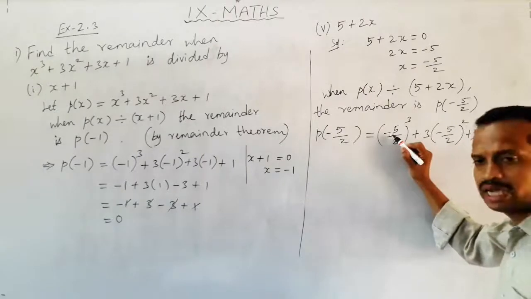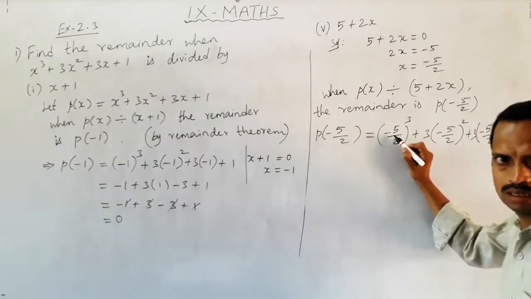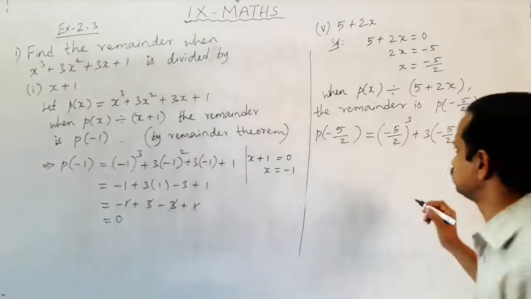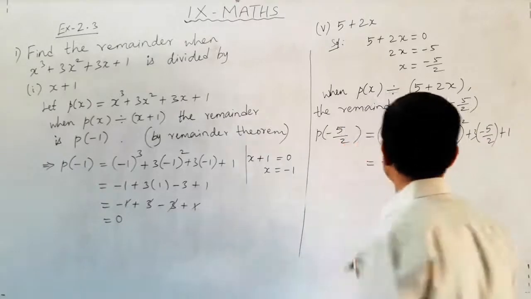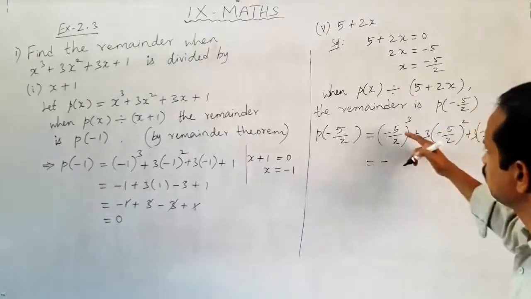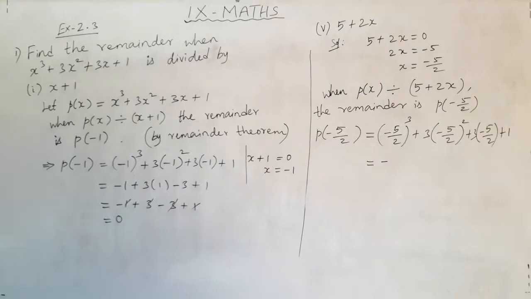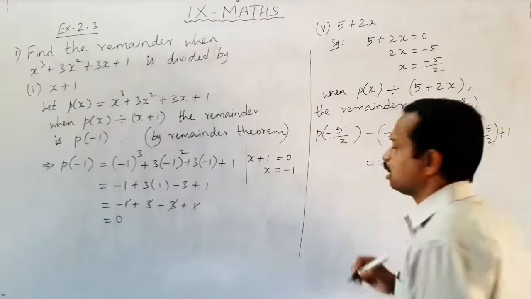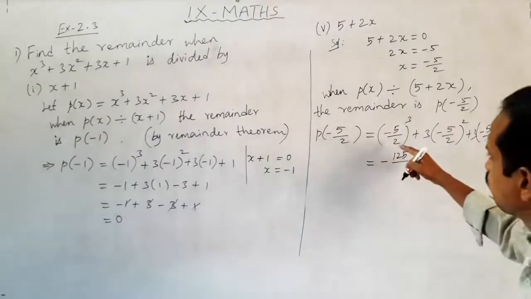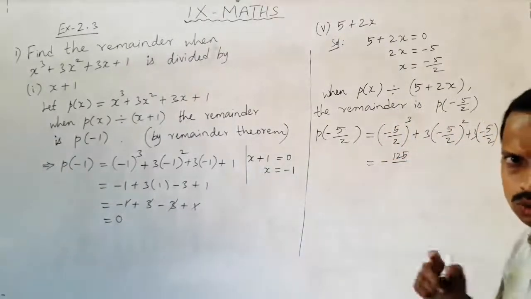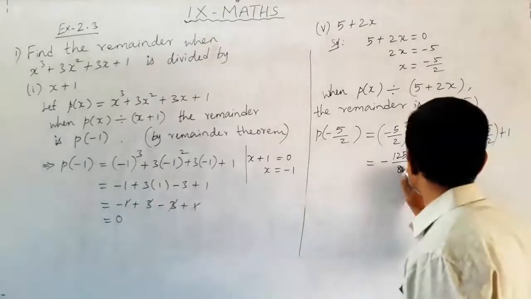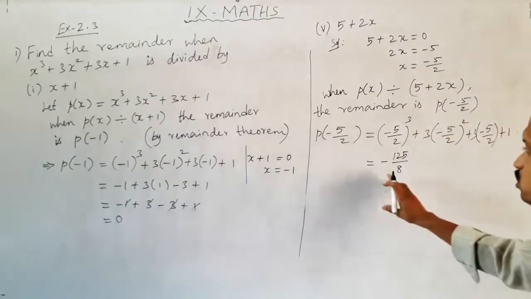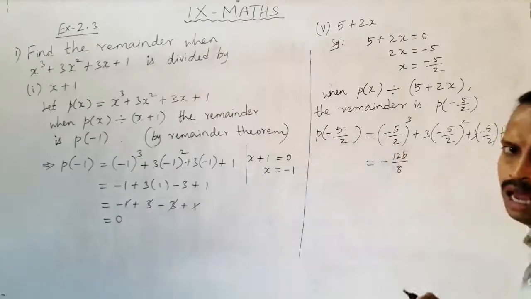Okay. So now minus 5 by 2 whole cube. For the minus sign, if we apply cube, what do you get? Minus. So that is minus. And then 5 by 2 means 5 cube. What do you get? 5 into 5 into 5. What do you get? 125. 125 by, and if you apply cube for 2 in the denominator, 2 into 2 into 2, we get 8. So minus 5 by 2 whole cube is nothing but minus 125 by 8.